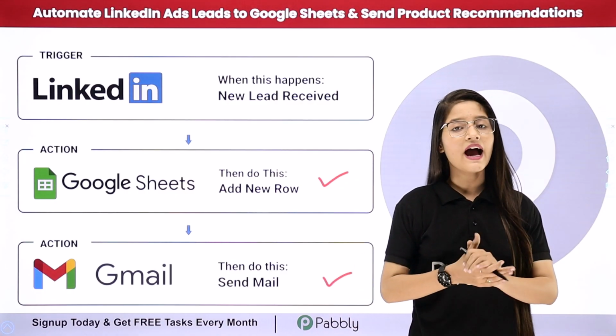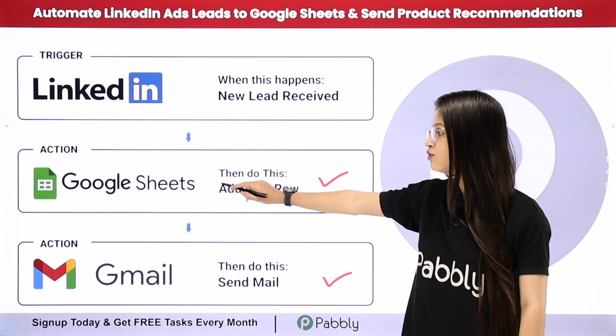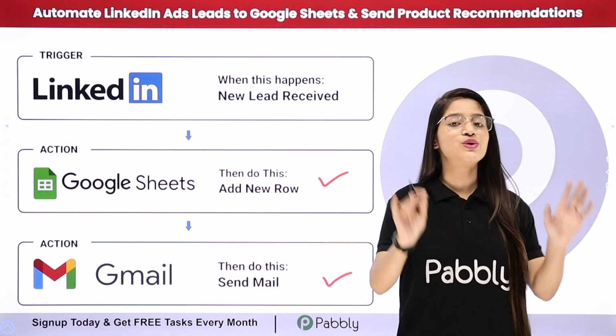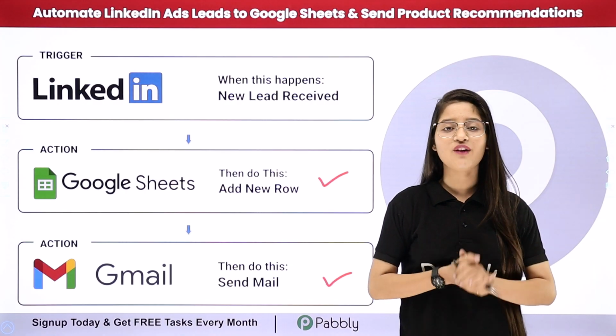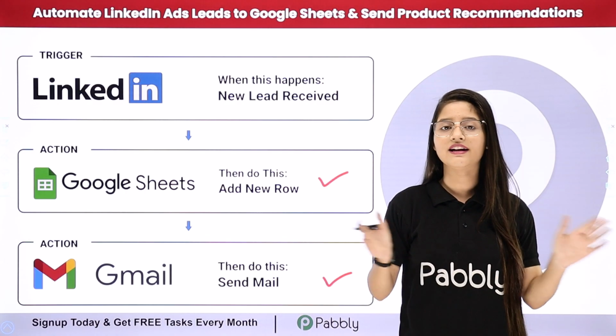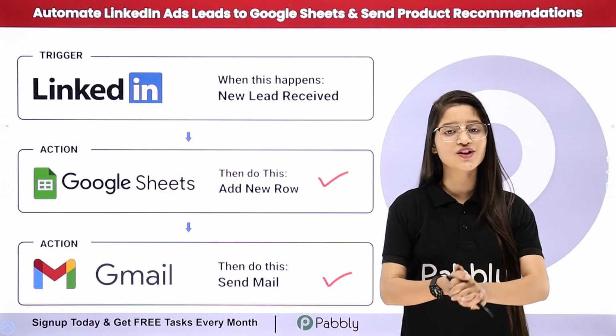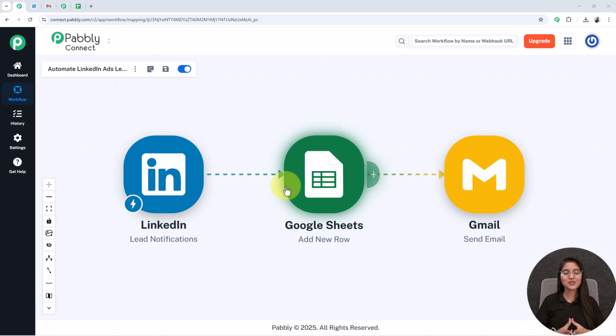So to do this, I will integrate my LinkedIn to Google Sheet and Gmail using an automation software named Pabbly Connect. So now, to see the working of this amazing automation and learn the process step by step, let's go to my screen. Welcome to my screen, everyone.